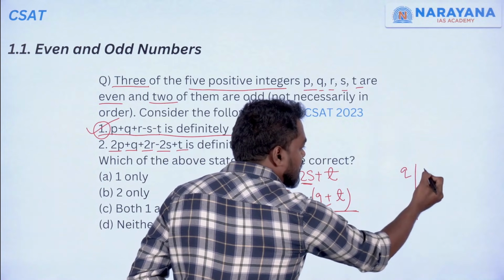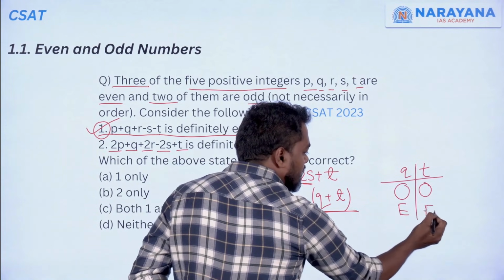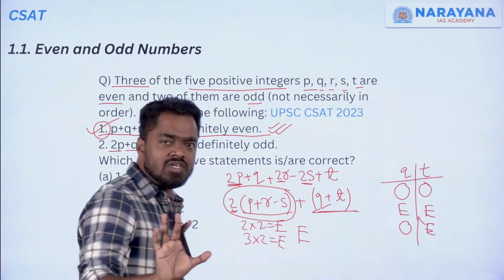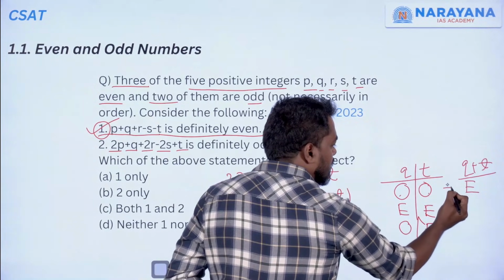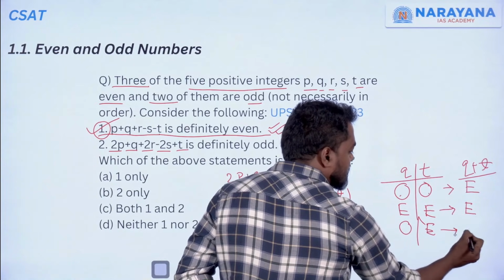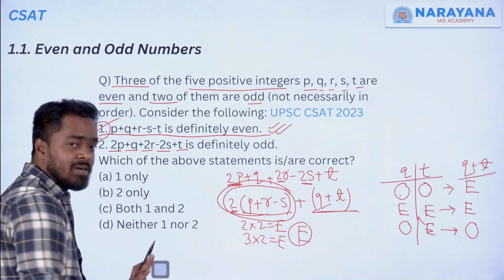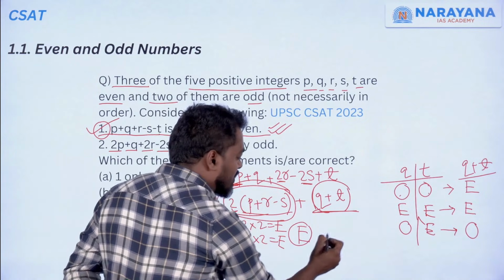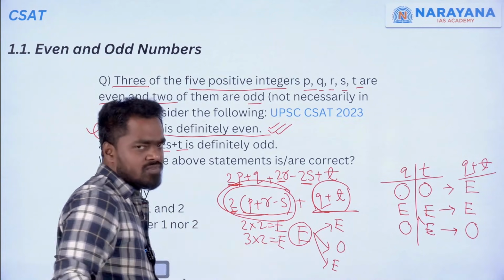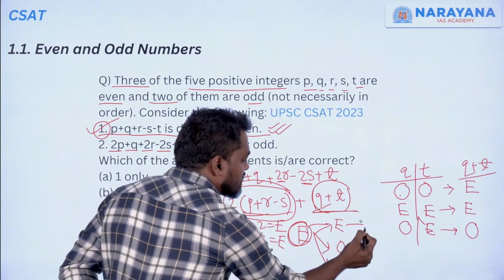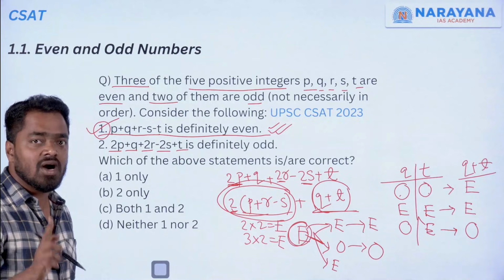So what are the possibilities for q and t? In a similar fashion as we have seen earlier: odd, odd; even, even; odd, even. So these are the 3 possibilities. Now what will be the value of q plus t? Odd plus odd, even plus even, again even; odd plus even, that is odd. Okay, so the first expression is always even because we are multiplying with 2. Now for the second expression, there are 3 possibilities. If you add even plus even, you will get even. If you add even and odd, you will get an odd number.